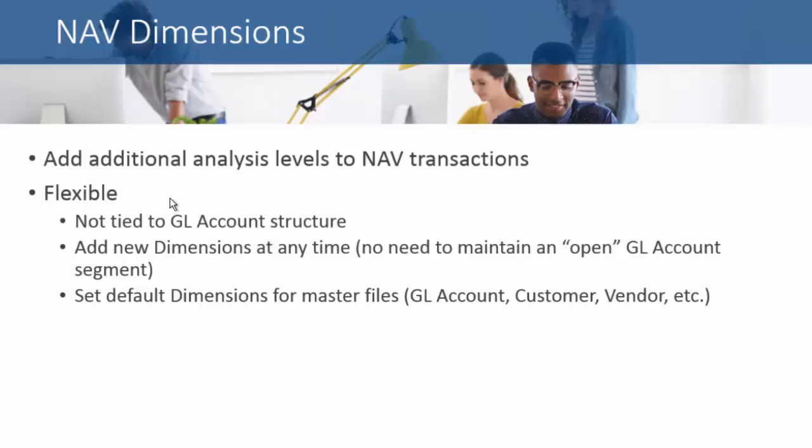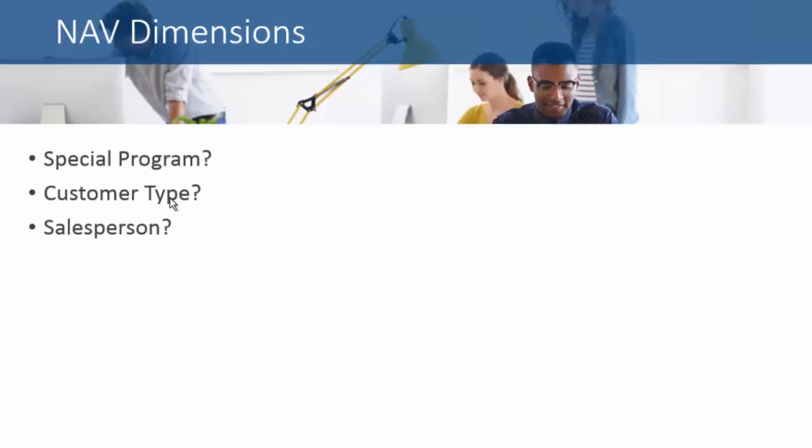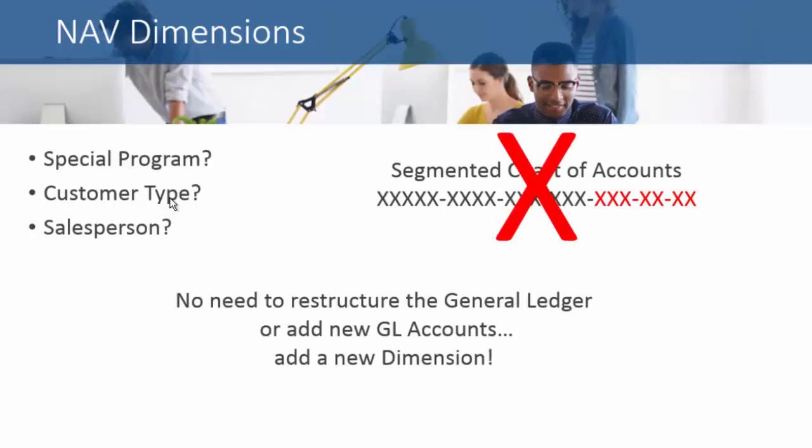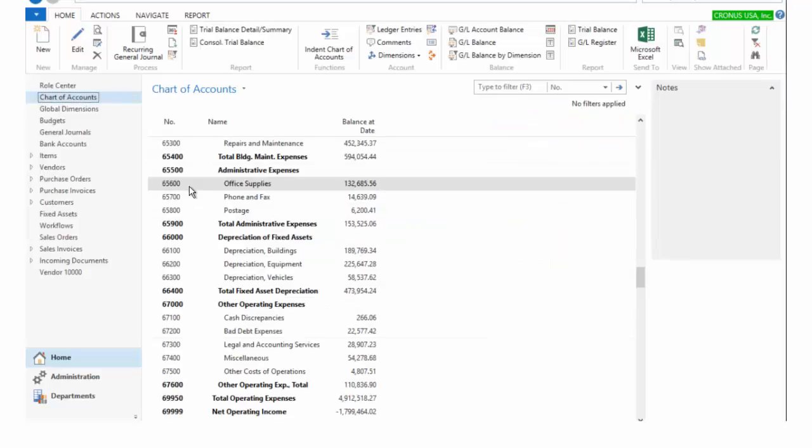It's automatic. If you have to add new analysis levels to track more information in a segmented chart of accounts, you'd have to add additional segments. But in NAV, you don't have to restructure your chart of accounts. You don't even have to add any new general ledger accounts. All you have to do is add a new dimension. So let's take a look at our dimensions in NAV.